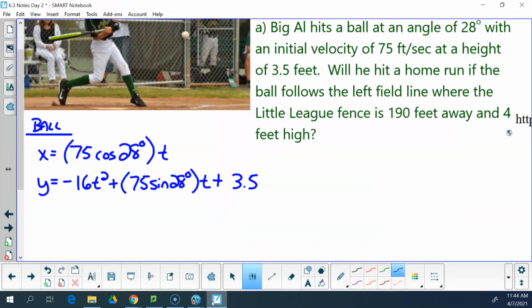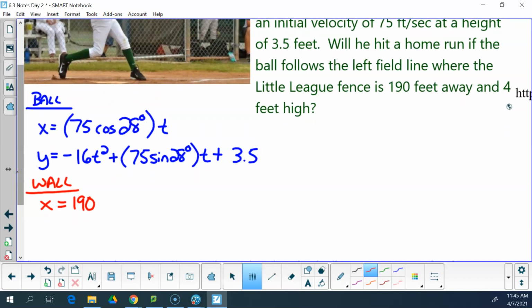Okay? So now let's go back, and now let's build the wall, the outfield fence. How far away is that outfield fence? 190 feet, so that's my x. It's 190 feet away from me horizontally. So my x value is set at 190. There's my wall. Now we just have to build it up, buttercup.